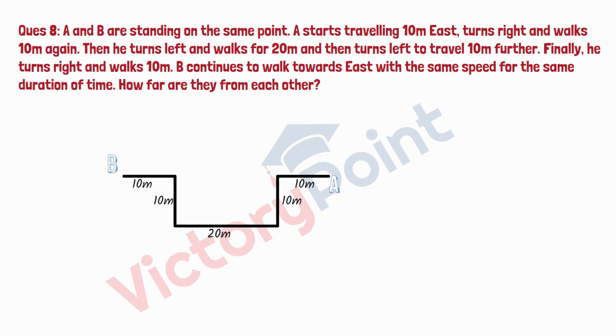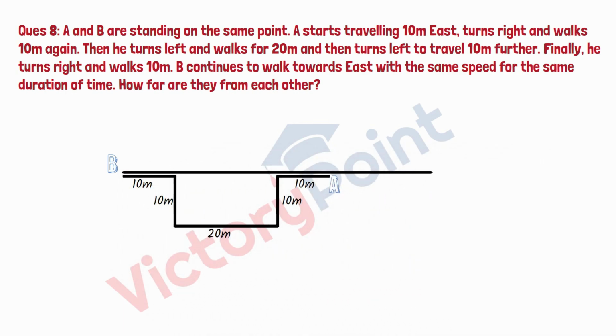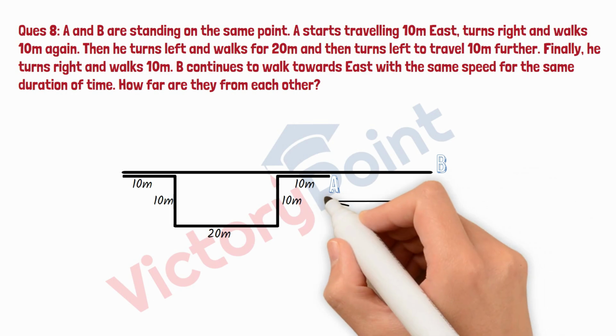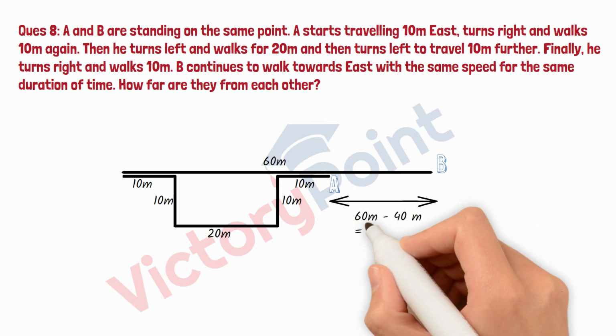So no turns of B are given, so B will be walking in the same direction. B will continue to walk towards east and it will walk for 60 meters. So this is the final position for B. Now what's the distance between these two? So the distance will be, this part is 60 and for A the horizontal length is 40. So the distance will be 60 minus 40, that is 20 meters.